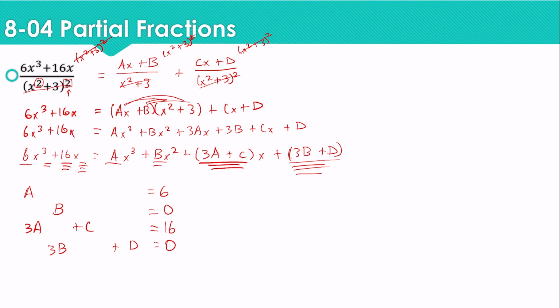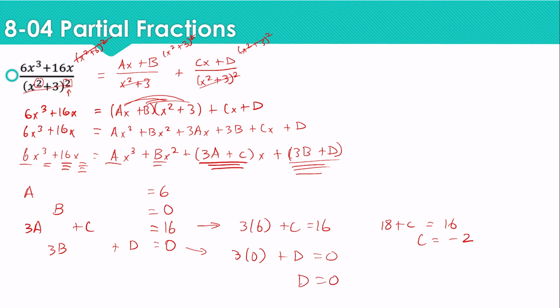Well, we already know a and b, so we can take our third equation and fill in the a, which was 6. And we can finish solving for that, so it'd be 18 plus c equals 16. So c is -2. Take the bottom equation, and we can fill in the 0 for b, and we get d equals 0. So I know a, I know b, I know c and d.